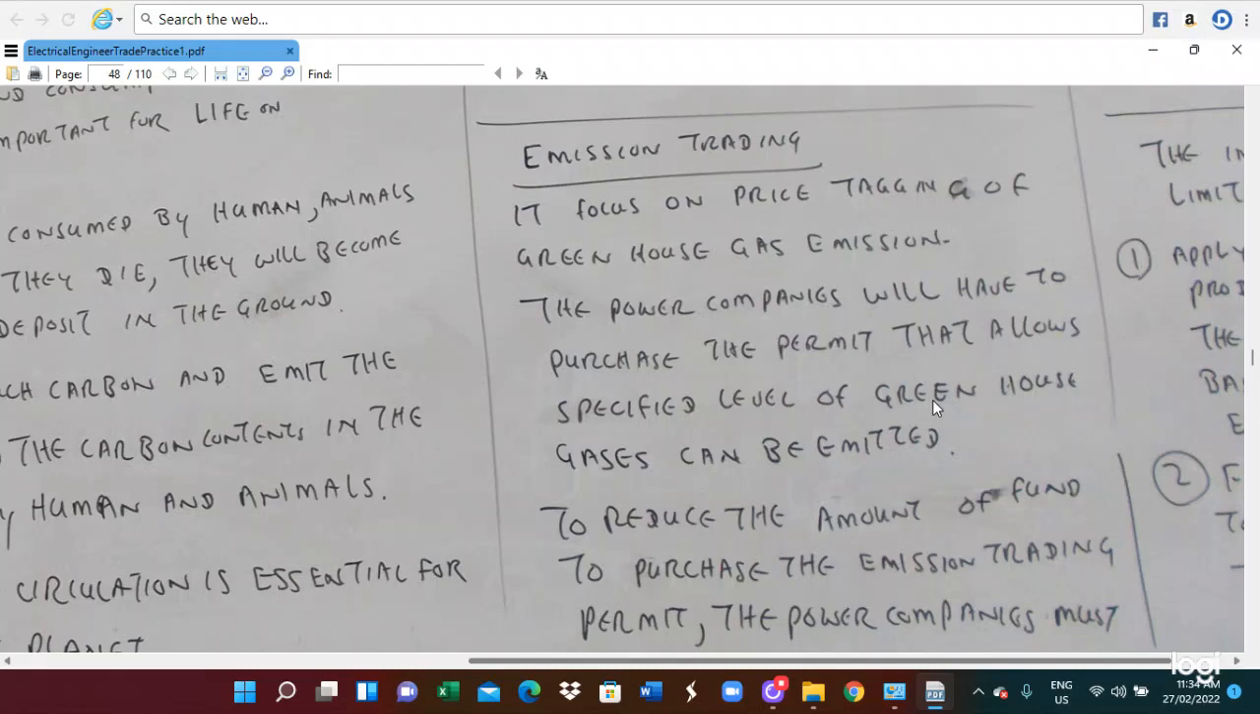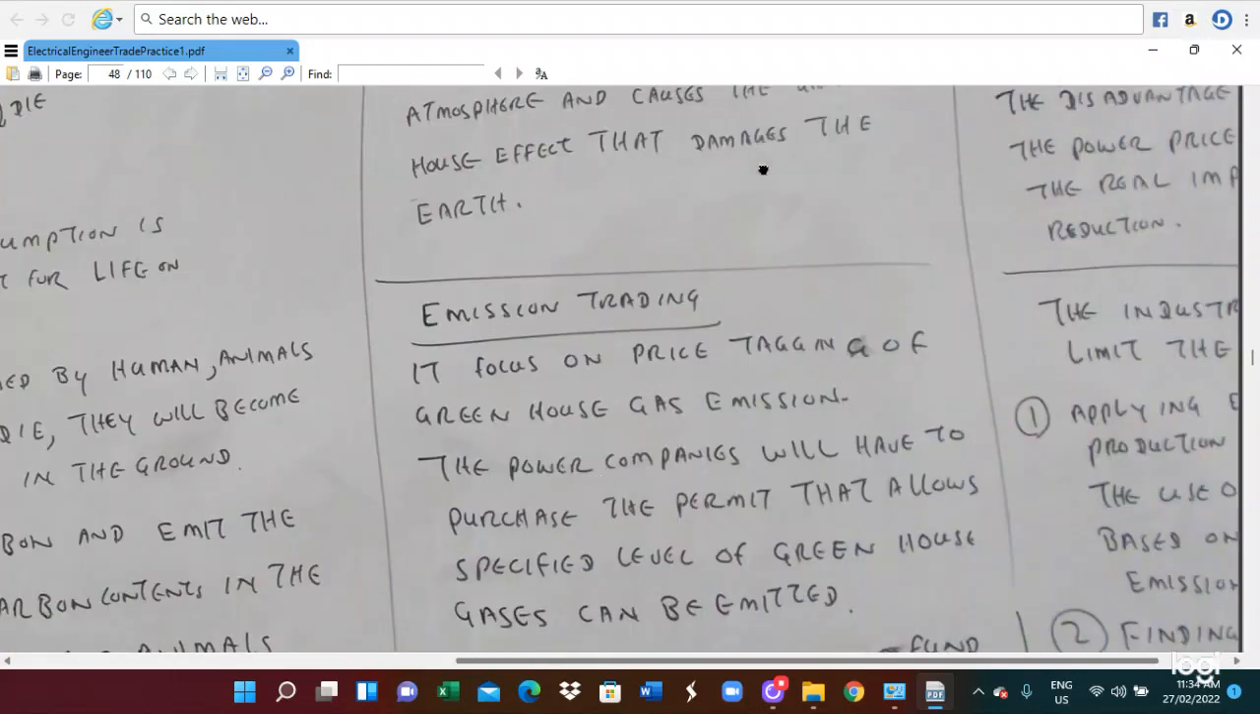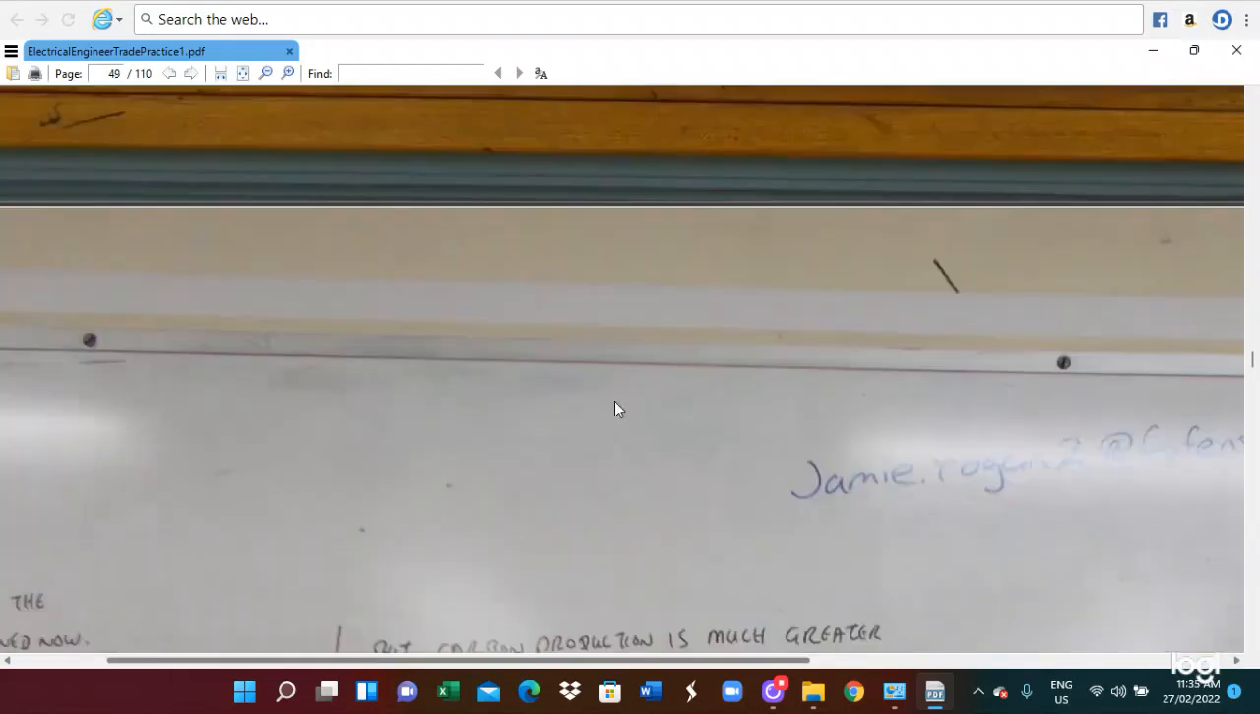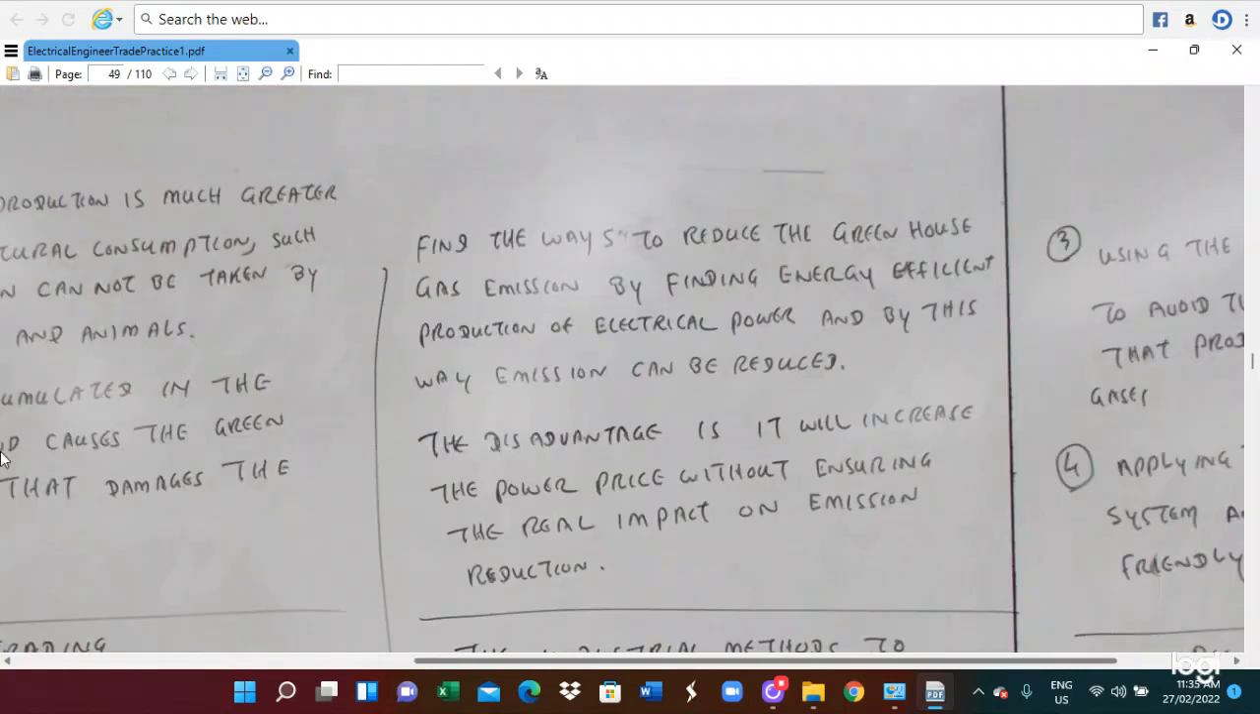So emission trading focuses on the price of greenhouse gas emission. The power companies will have to purchase permits that allow a specified level of greenhouse gas to be emitted. To reduce the amount of the cost of purchasing the emission trading permit, the power company must take steps to reduce their greenhouse gas production. So this is the emission trading principle.